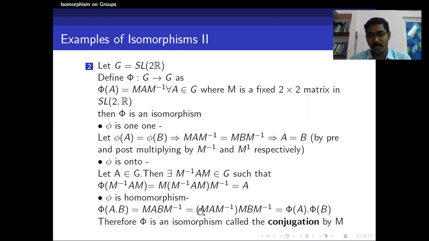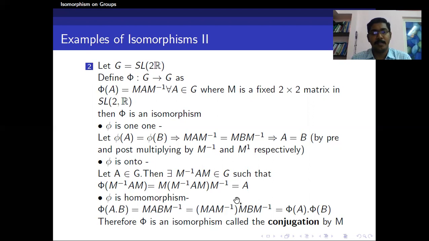Now grouping the first three elements, MA, M inverse is what? According to the definition of pi, we can replace MA, M inverse by pi of A. And obviously, the last three elements can be replaced by what? Pi of B. So pi of AB equal to pi of A into pi of B. Therefore, pi is homomorphism. Therefore, pi is 1, 1, onto and homomorphism. So we can say that pi is isomorphism. This is a special type of isomorphism. It is called conjugate by M.